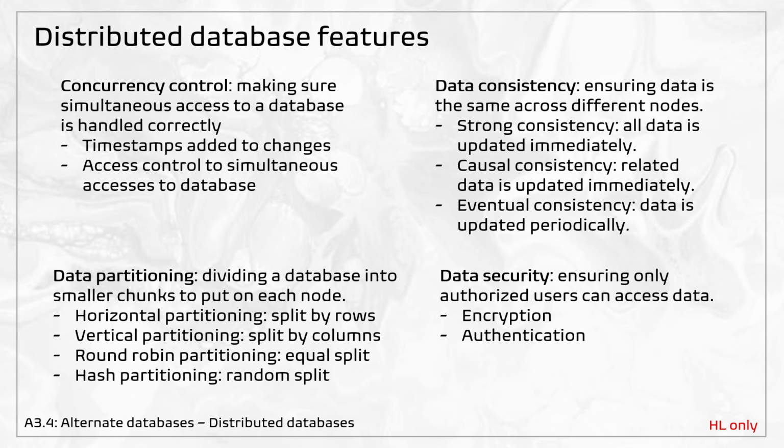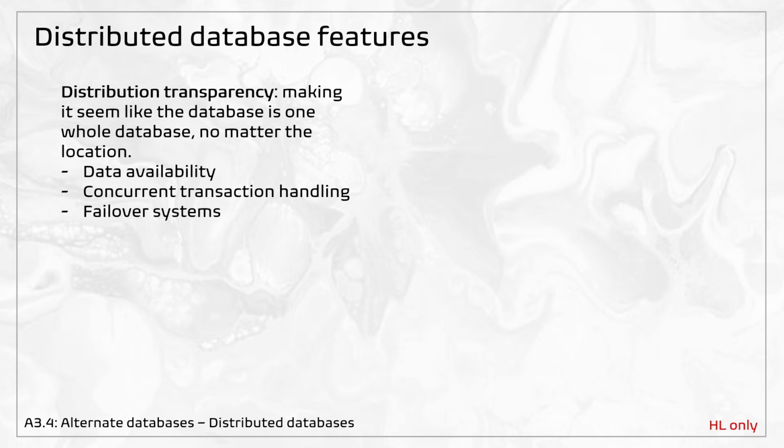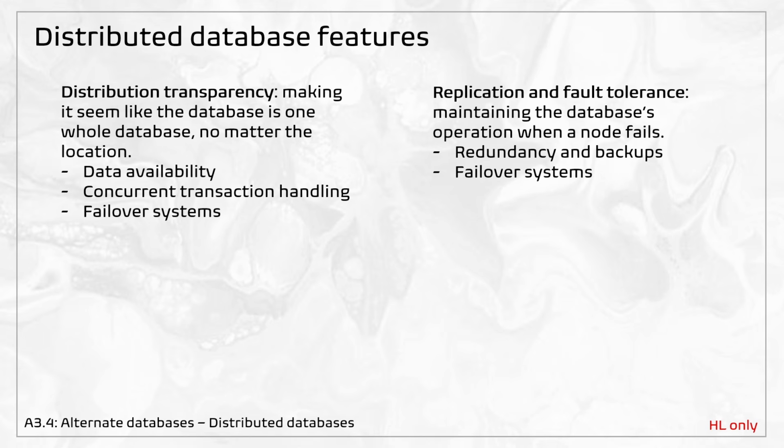Data security ensures that only authorized users can access the distributed database at any node. This is similar to what we covered at A2. Encryption and authentication are used to hide data from the outside. Distribution transparency is arguably the most important feature. This is the feature that makes the database seem like one connected whole database to users, no matter what node they access it from. To ensure this, all data in the distributed database needs to be accessible from any node. There needs to be systems in place that ensures concurrency, and they should also have fault tolerance, meaning failover systems and backups should be ready in case some nodes fail.